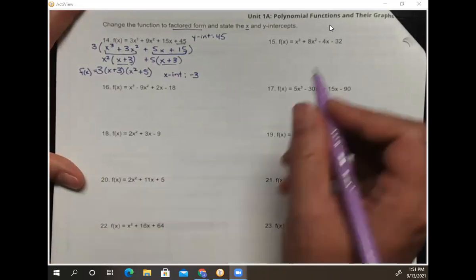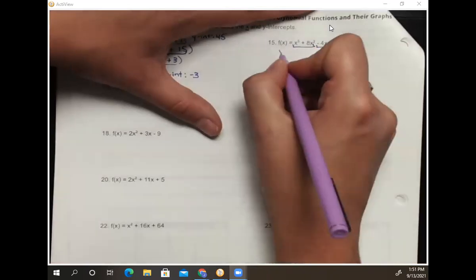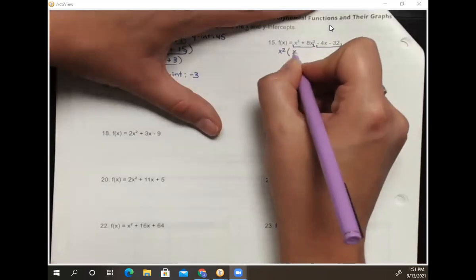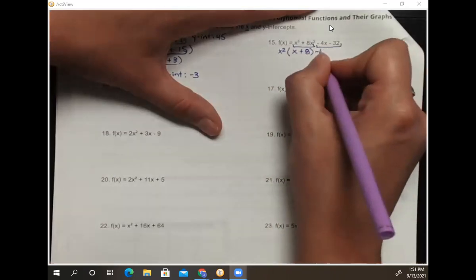For number 15, again, I'm going to start by looking for a GCF. I don't have one. So since I have 4 terms, I'm going to use grouping. The GCF for my first group is x squared. Left over, I have x plus 8. The GCF for my second group would be -4.